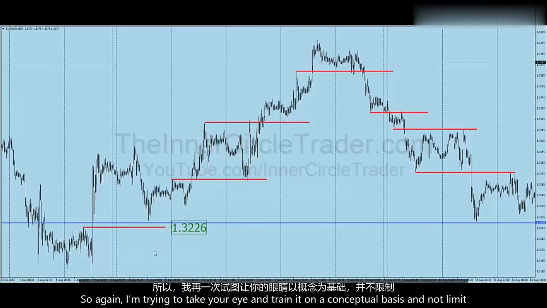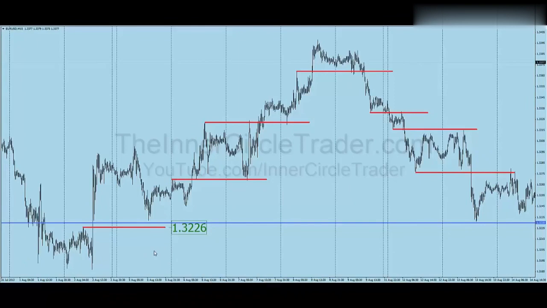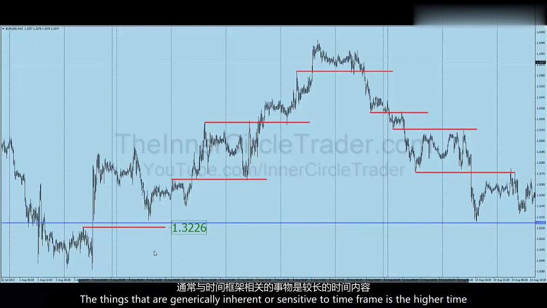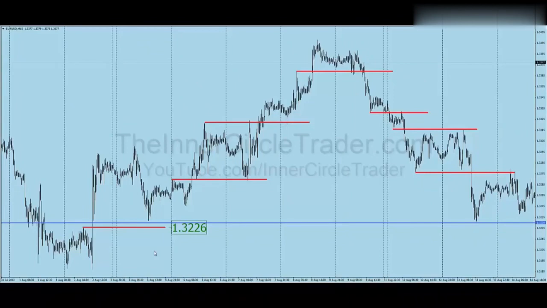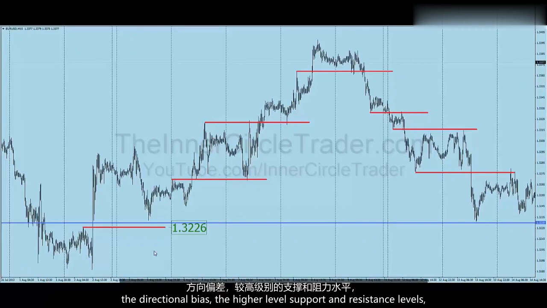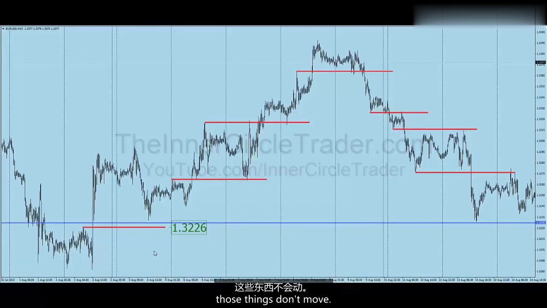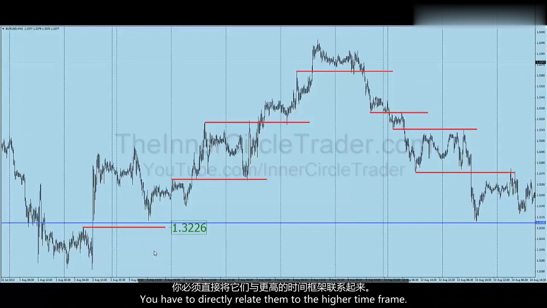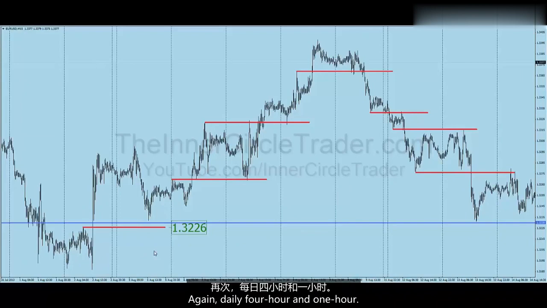So again, I'm trying to take your eye and train it on a conceptual basis and not limit it to a specific time frame. The things that are inherently sensitive to time frame are the higher time frames, the daily, 4-hour, and 1 hour. So the trend, the directional bias, the high level support and resistance levels, those things don't move. They're very, very powerful. They're static. You have to directly relate them to the higher time frame, again, daily, 4-hour, and 1 hour.